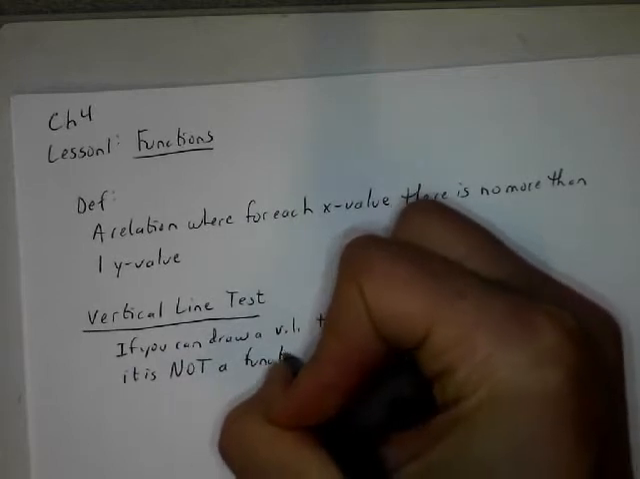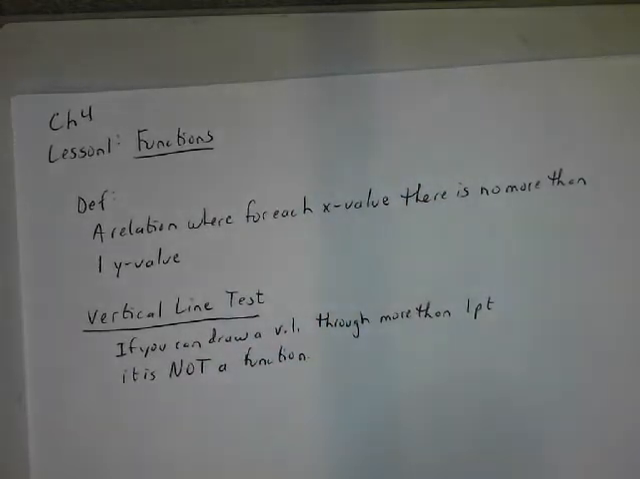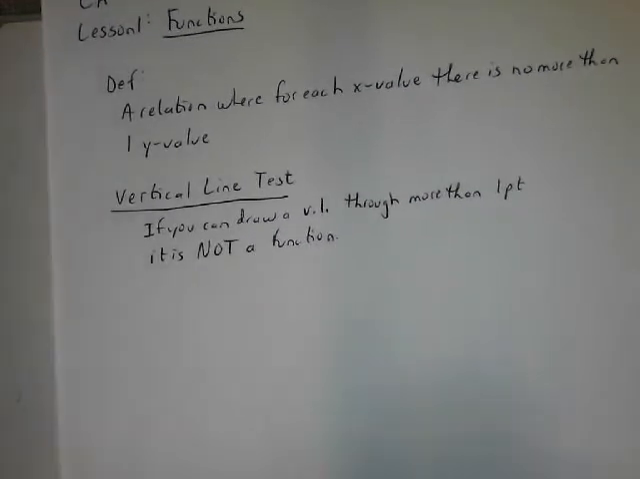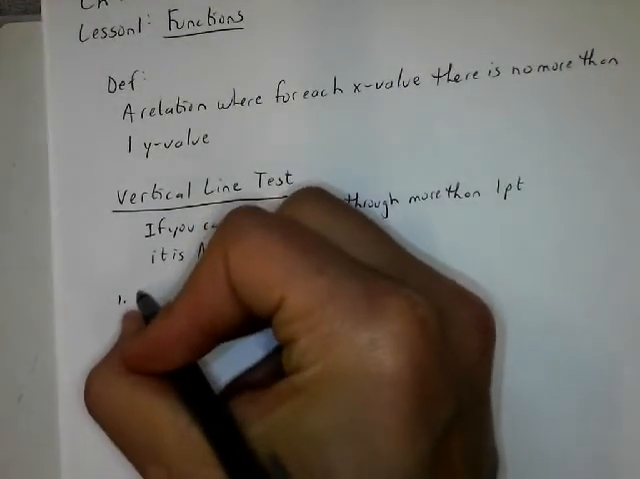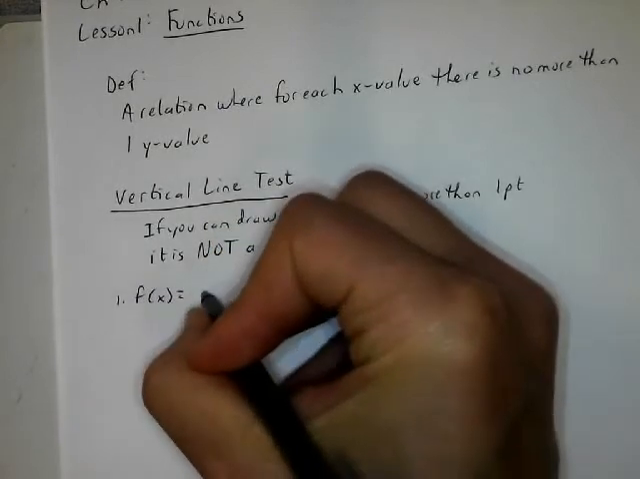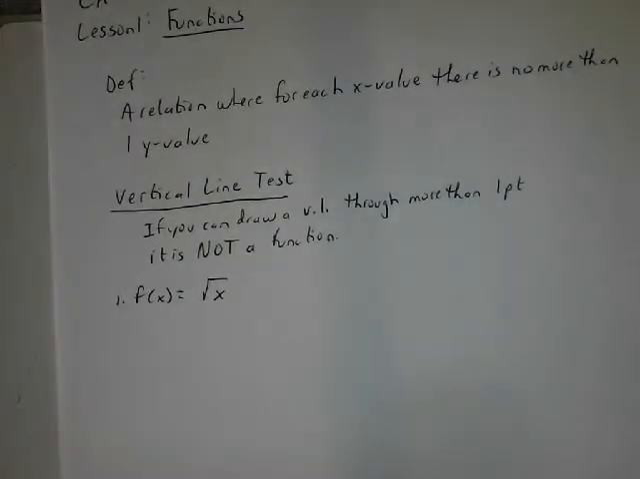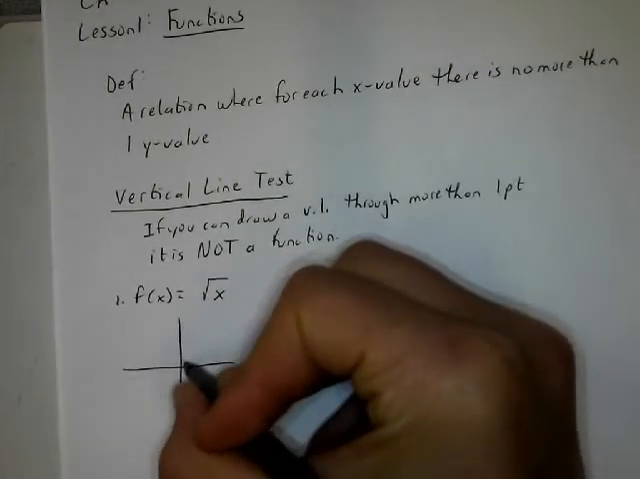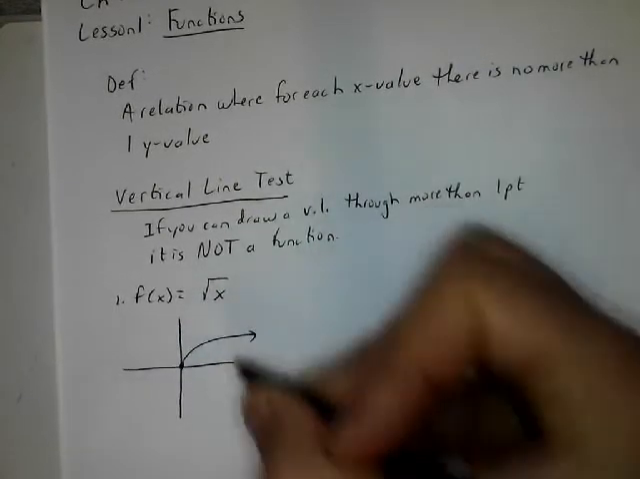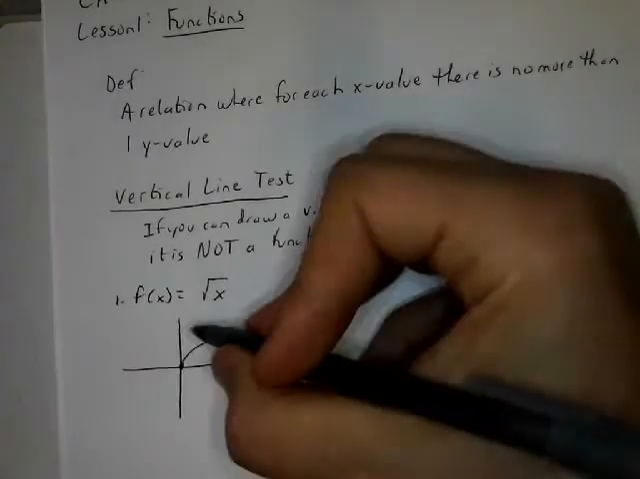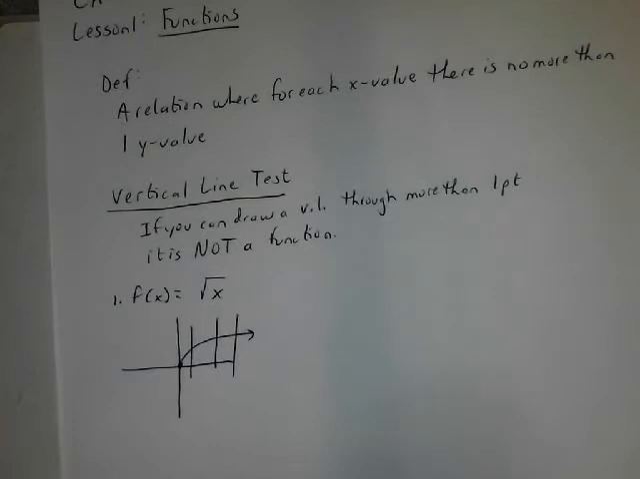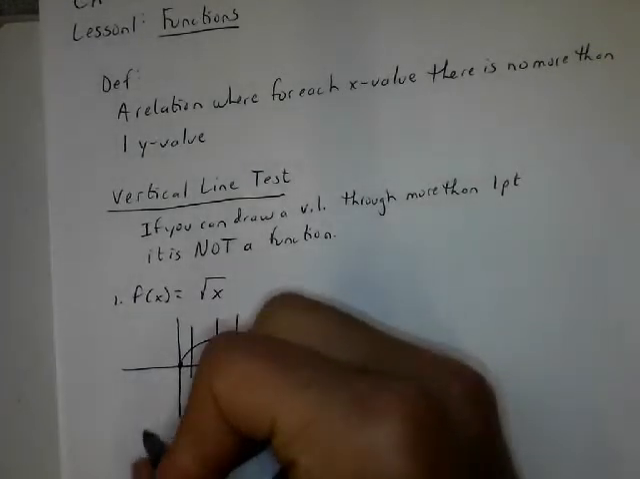So for example, let's take a couple quick expressions. Let's take, for example, 1, f of x equals the square root of x. This graph looks like this. So you can see that any vertical line that I draw only passes through at most one point, therefore this is a function.